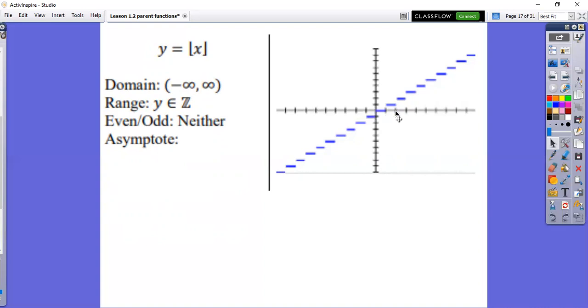Same thing right here between 1 and 2. There's a little horizontal line of y equals 1 because let's take 1.99 for example. 1.99, the closest integer that is less than 1.99 is 1. So this is called the least integer function. And right here, this says y is an element of, this Z means integers. So this says the y value, the output, is an element of the integers.